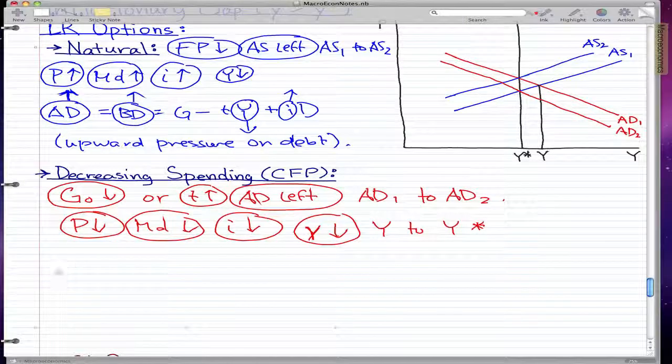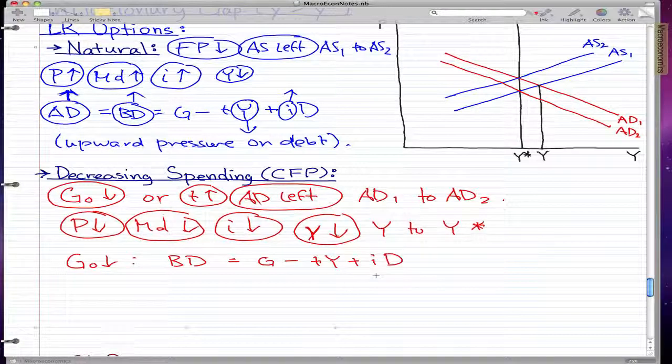And the new thing that we're going to talk about is, of course, budget deficit. What happens when government spending decreases? What happens to the budget deficit? So budget deficit, let's just write down our formula: G minus TY plus ID. Okay, so we know that I has fallen, Y has fallen, and G has fallen.